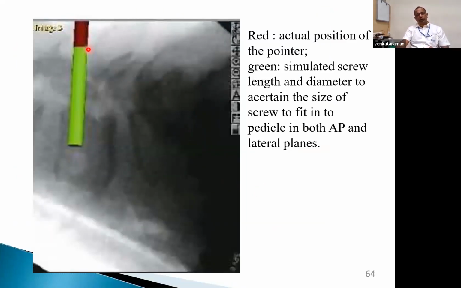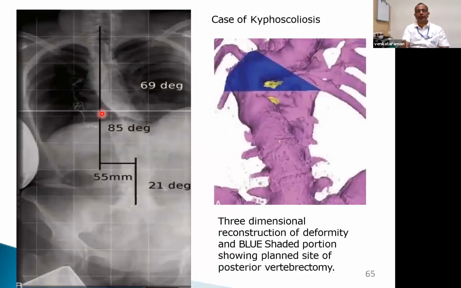Moment I put a probe, I can see the green line is a simulated length, which the computer is showing me where to go accurately, whether I am inside the pedicle, this is the pedicle, I am inside the pedicle, and where direction I have to go. All these I get without the danger of crossing the canal or damaging the spinal cord or the nerve root.